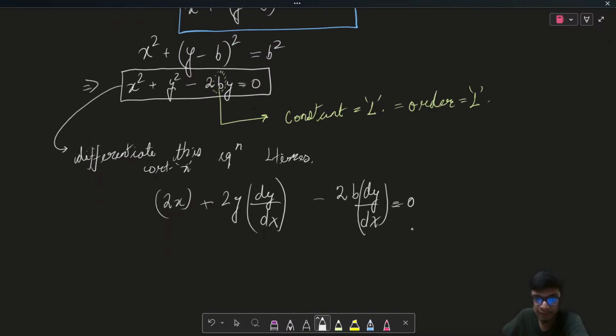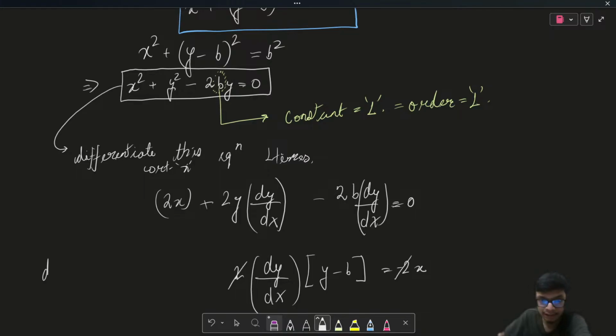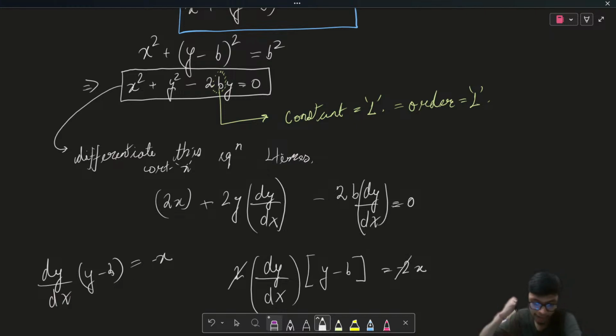Now from here it is very easy to eliminate the constant b. I am going to club dy by dx, and this is basically 2 times (y minus b) is equal to minus 2x. So the 2 and 2 get cancelled, and therefore I will have dy by dx into (y minus b) is equal to minus x.